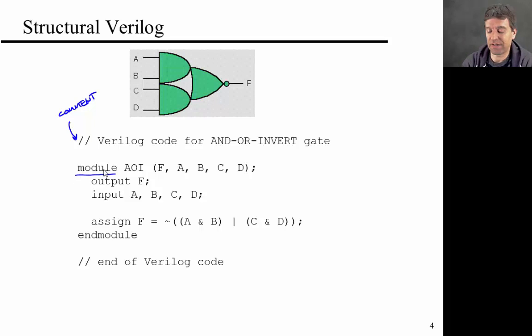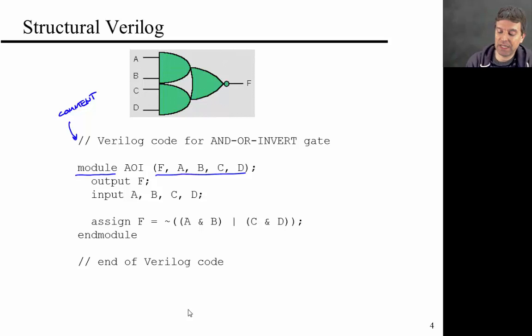Module, sort of like a function in Verilog, is defined here as a keyword. This function has the name AOI, for AND-OR-INVERT in this case, and it has several variables. You have to say which variables are the outputs and inputs. So here we're saying output is F and inputs are A, B, C, and D. The order up here in the function doesn't really matter, but you have to keep track of which variables you're assigning to be outputs and inputs.